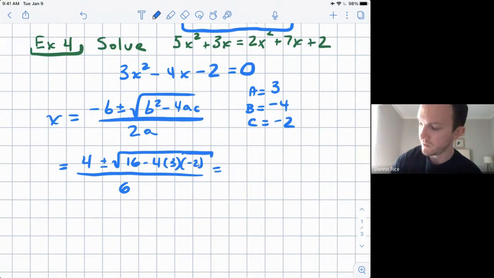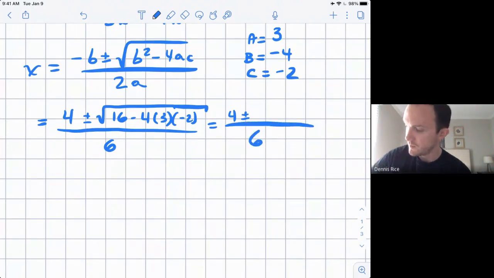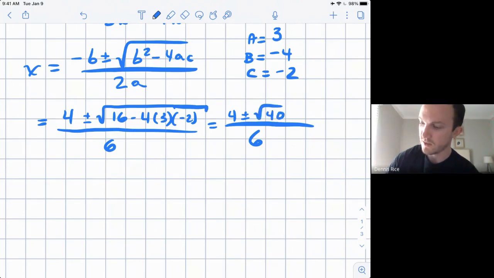Okay, let's clean up the radicand, the stuff underneath the radical. We get 4 plus or minus... We had, let's see, 4 times 3 times 2 is going to give us 24. 16 minus negative 24 is 16 plus 24, or radical 40. Okay, so we got that.